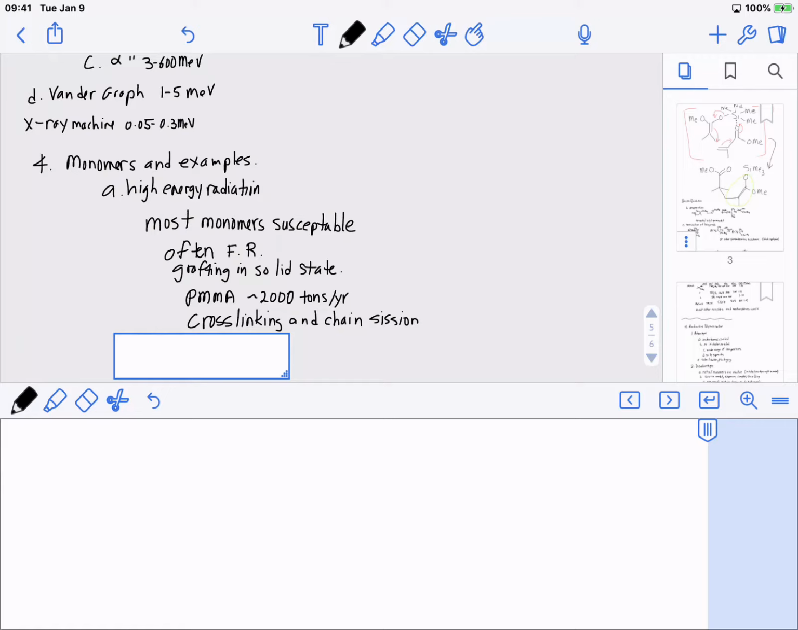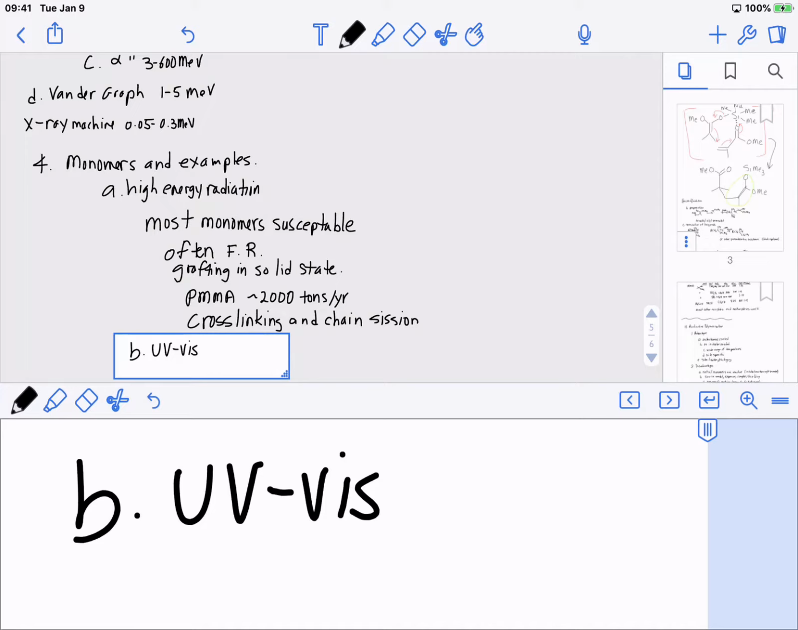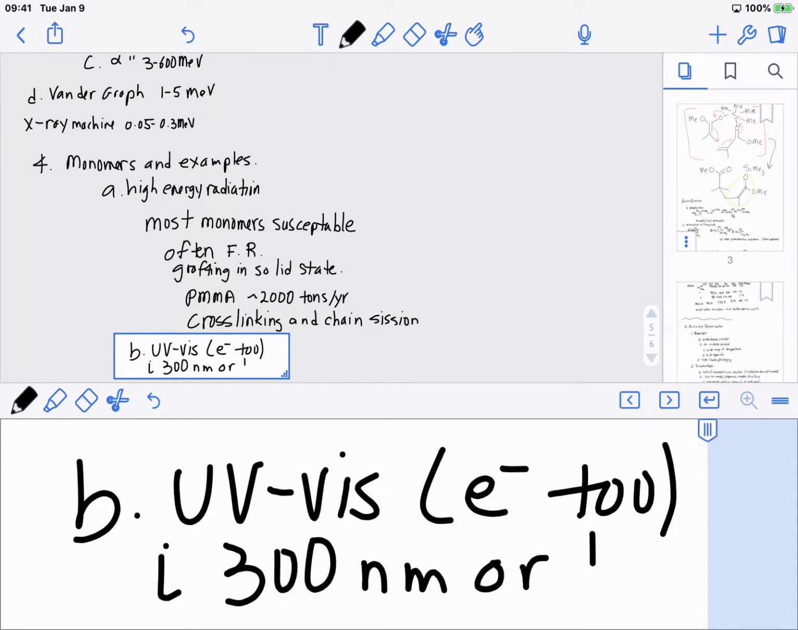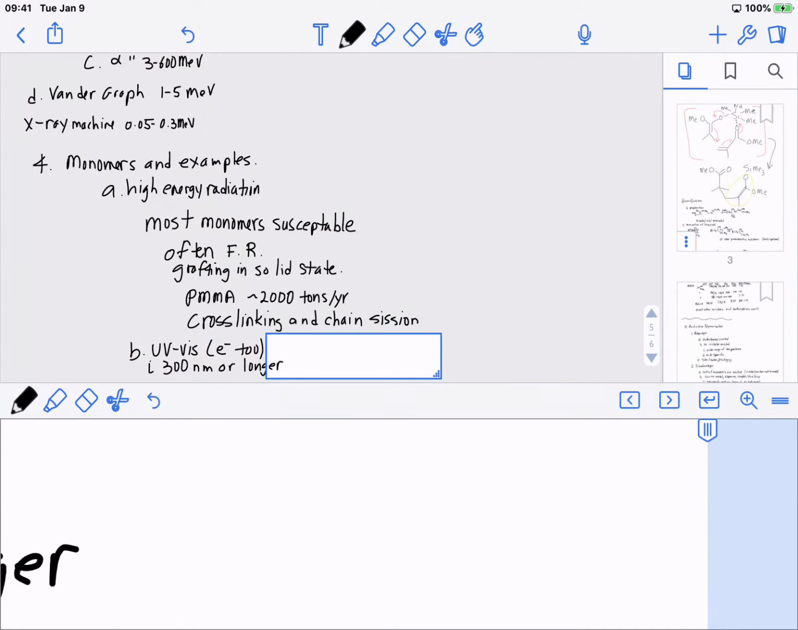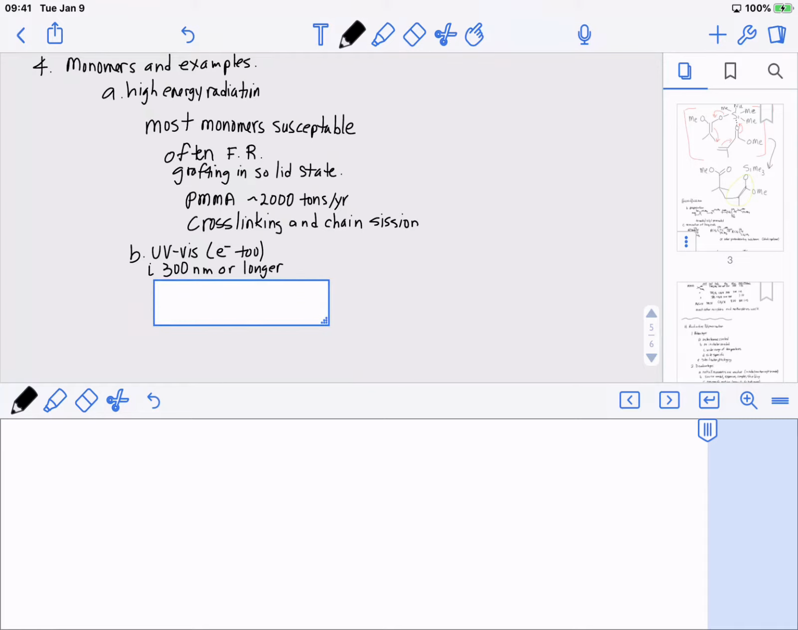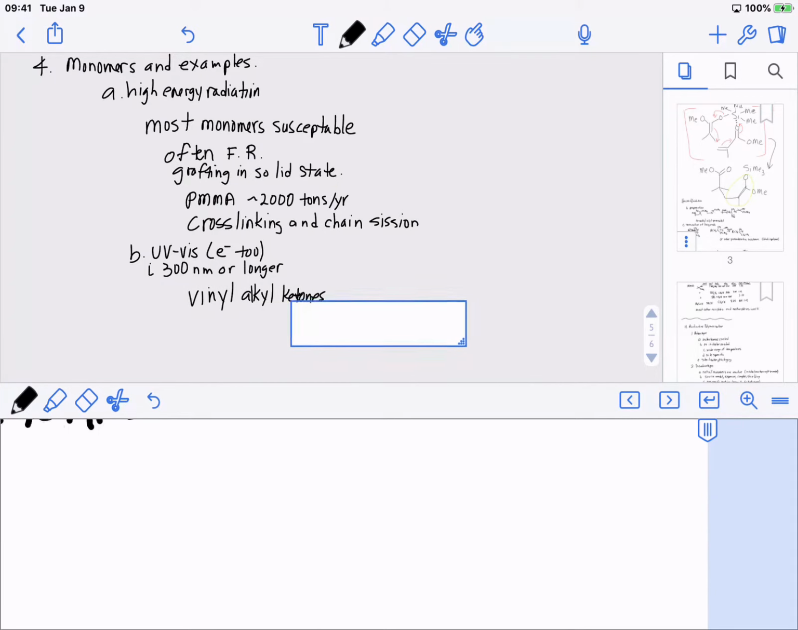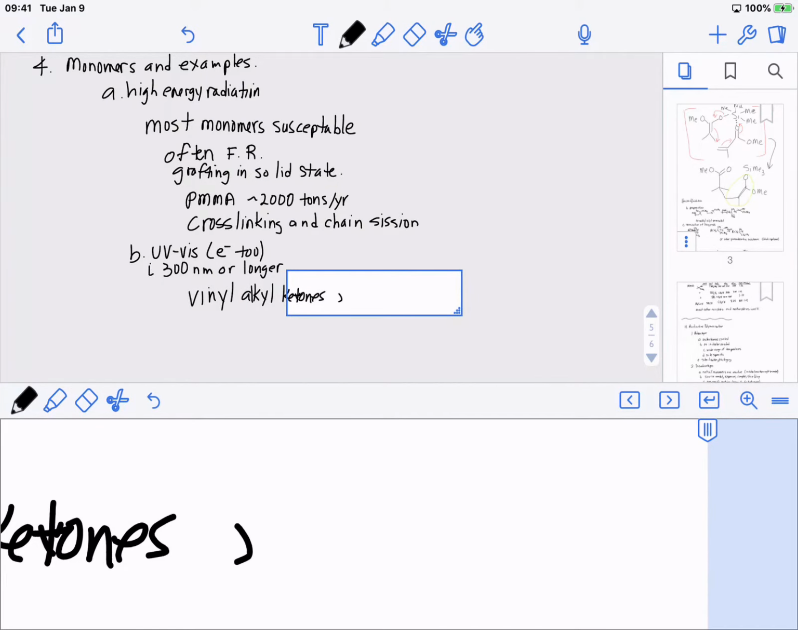Okay, so B, UV visible. Some electrons too, 300 nanometers or longer. You can polymerize vinyl, alkyl, ketones, or vinyl bromide.